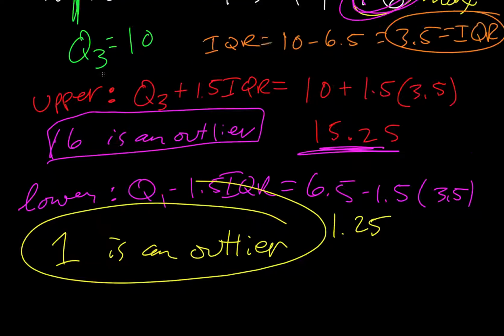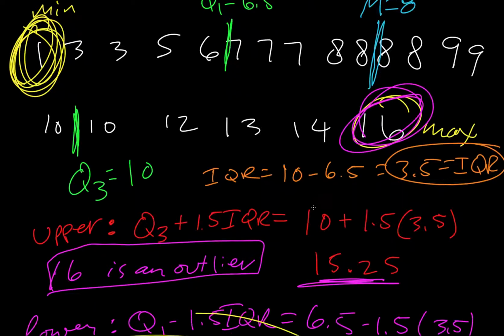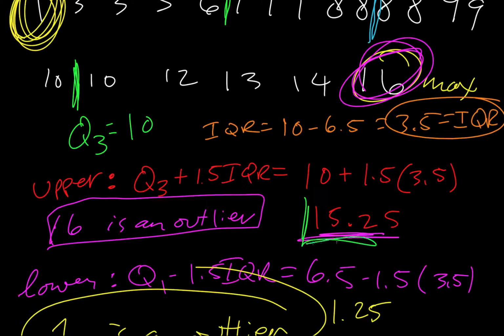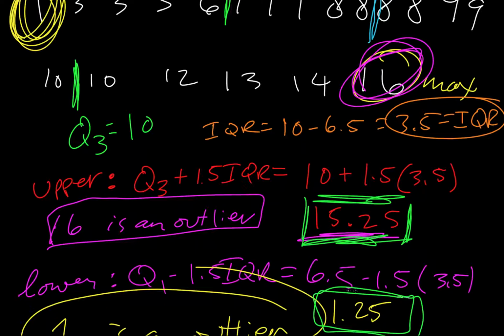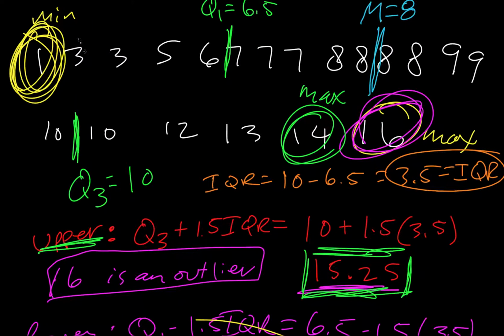So what we're going to do is we actually need to modify our max and our min, because we want the max and the min that fit within this number and this number. So in between our upper and lower boundaries. And so now our actual max is this, and our actual min is this.